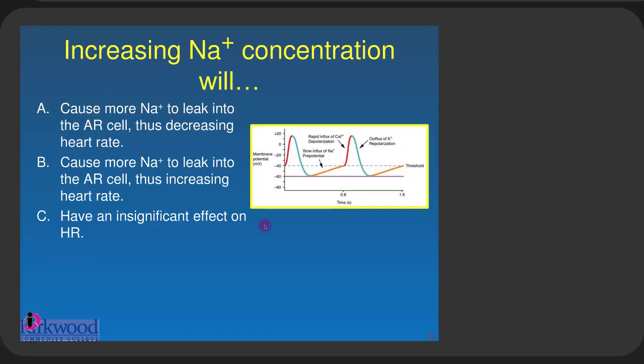Increasing sodium concentration will do what? It will cause more sodium to leak into the AR cell. It's going to shorten the orange line. This is going to climb faster. So it causes more sodium to leak into the AR cell, shortens the action potential, and thus increases heart rate. So B.